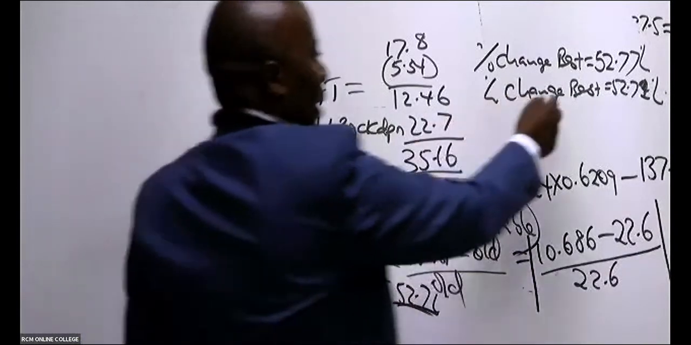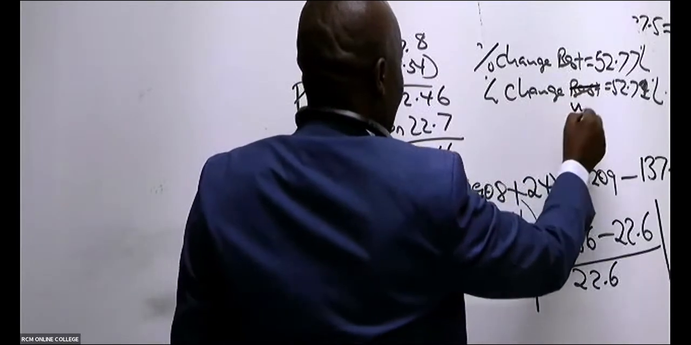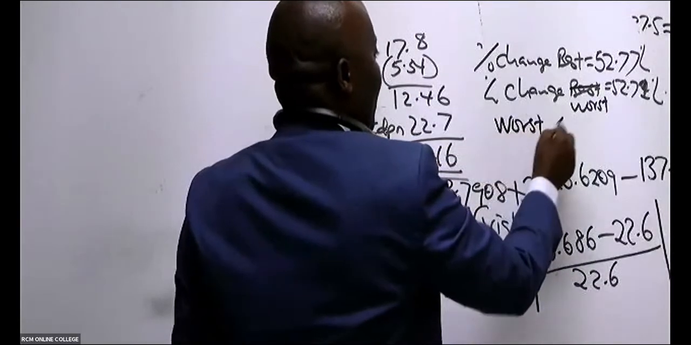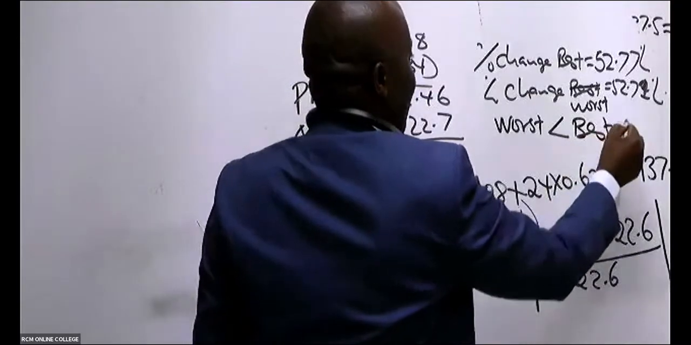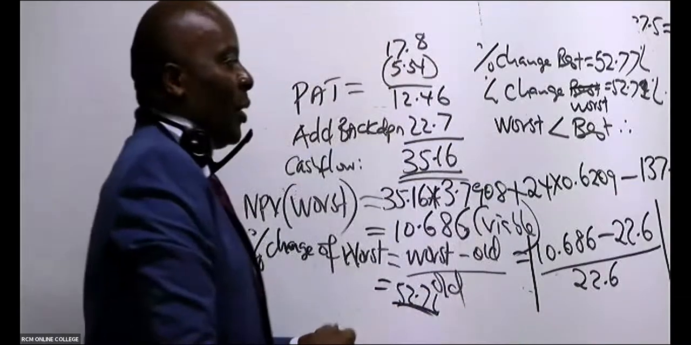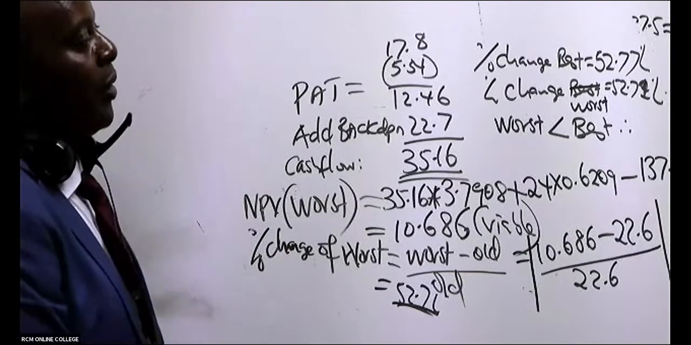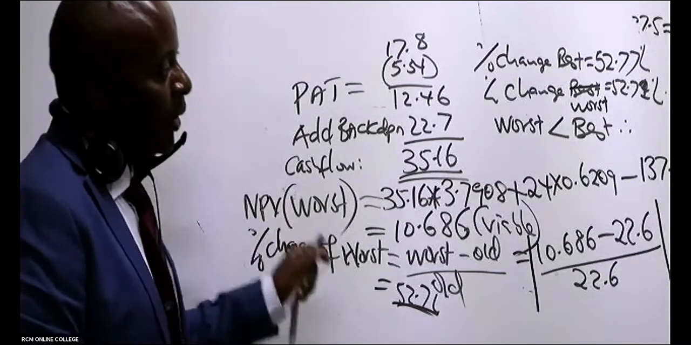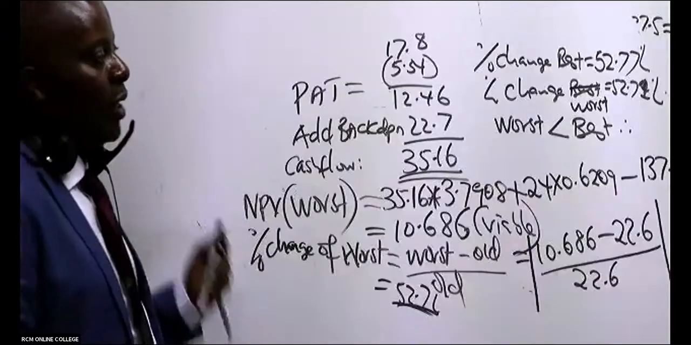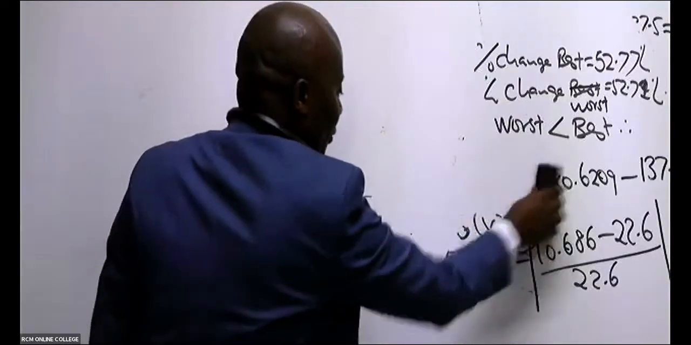This is percentage change best. The second one is worst. So in that case, we can see that worst is less than what, somebody? Best, implying that the project has a lower risk. The project or the variable has a lower risk. So whenever the worst percentage is less than the best percentage, the project or the variable has a lower risk. That's how you do the interpretation.